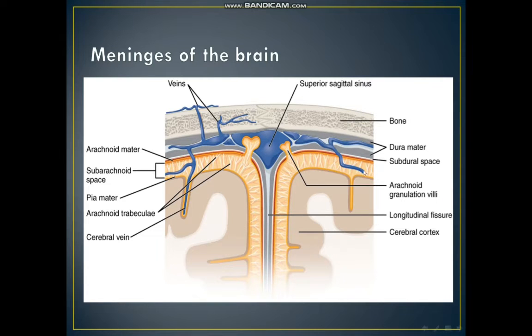Here we can see the subarachnoid space, this one, and these white lines are called arachnoid trabeculae. This one is the cerebral cortex, and the longitudinal fissure separates the brain into two parts: the left hemisphere and the right hemisphere. This is the brain tissue.